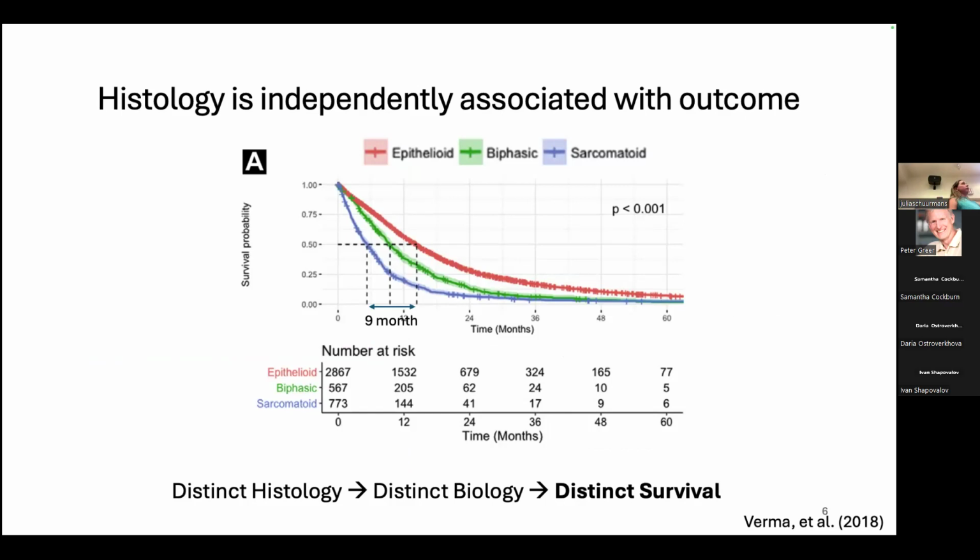These are very short periods of survival. This is an incredibly deadly disease, and while many will refer to the epithelioid subtype as having a better prognosis, that prognosis is still incredibly deadly. So what might be causing this? Why are we seeing such a distinct survival between these two subtypes?